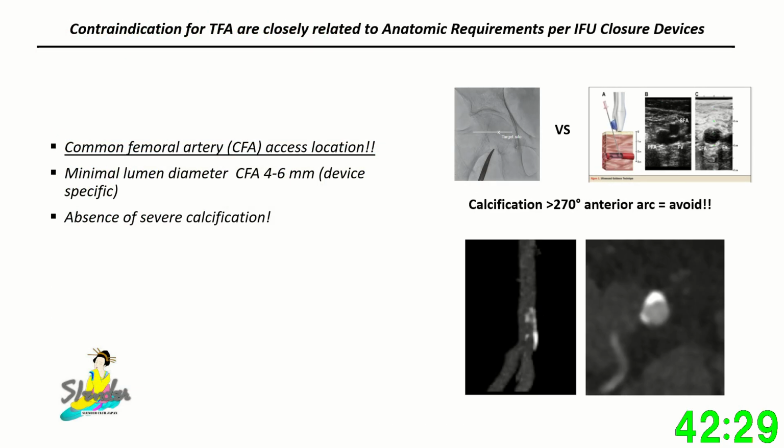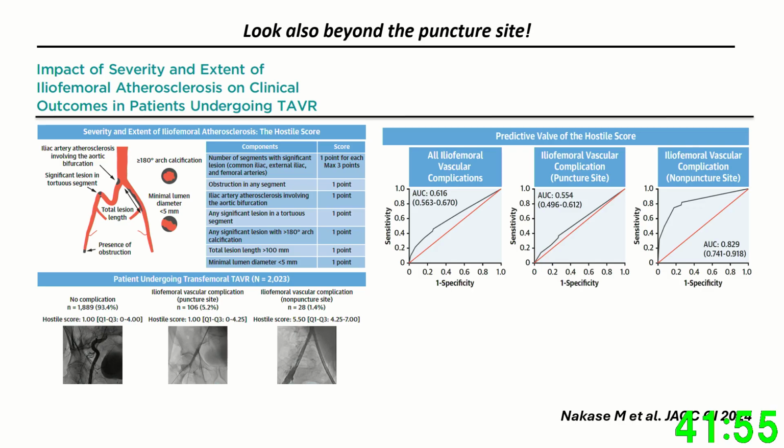The contraindications to transfemoral access are closely related to what you actually need to close the device. If you are not able to puncture the common femoral artery, you should not go for it. Of course, if you want to insert a closure device, you need a certain minimal lumen diameter, and you also cannot puncture the artery if you have that kind of anterior large calcification. You need to avoid that, and you can screen for it with the echo to avoid this area at risk, because it's a risk of failure.